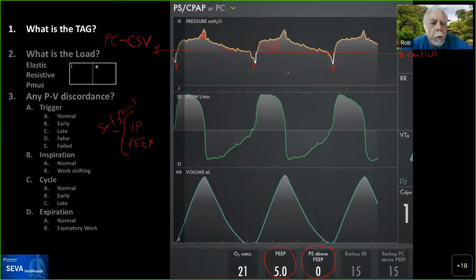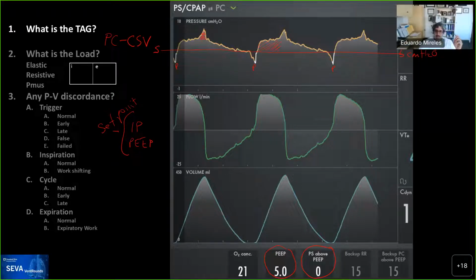Okay. All righty, here's another one, and again, this is the same mode as a minute ago. It's called volume control. All righty, and this is in a Servo-U. And then here you have the waveforms for the patient. So what would be the tag for this? Remember, what's the breath control variable? What is the breath sequence? And what is the targeting scheme?